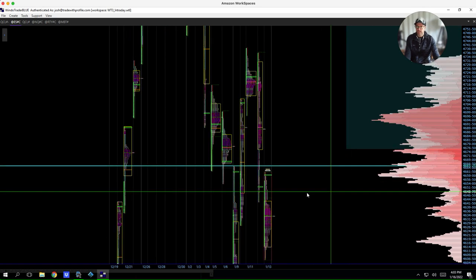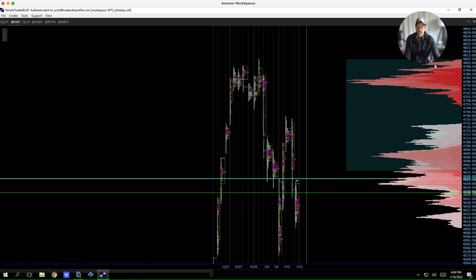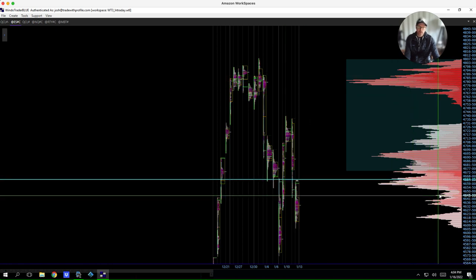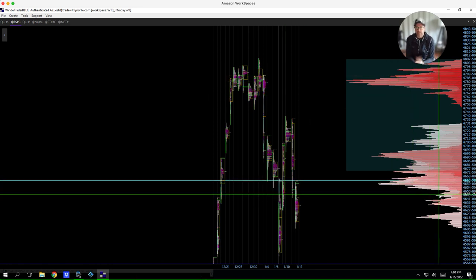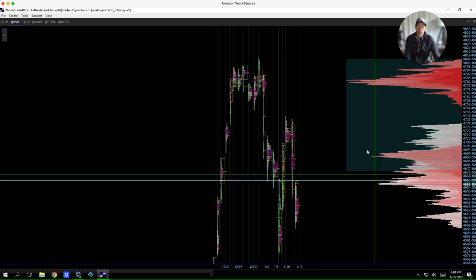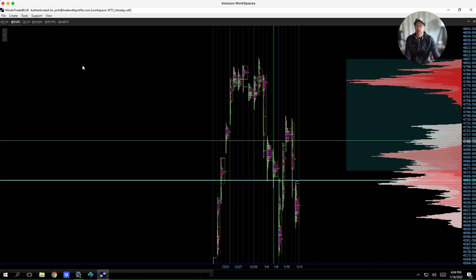Okay, so that's just an initial anatomy. Now, this histogram over here on the right, that's what we call a composite volume profile, that I can set a certain period of time and be able to see how much volume was traded and where were the most traded prices and so forth over that period of time.